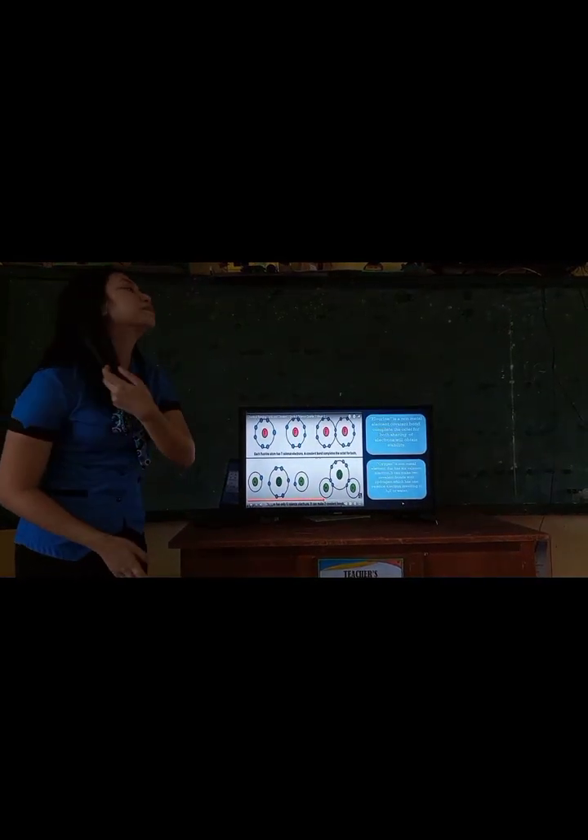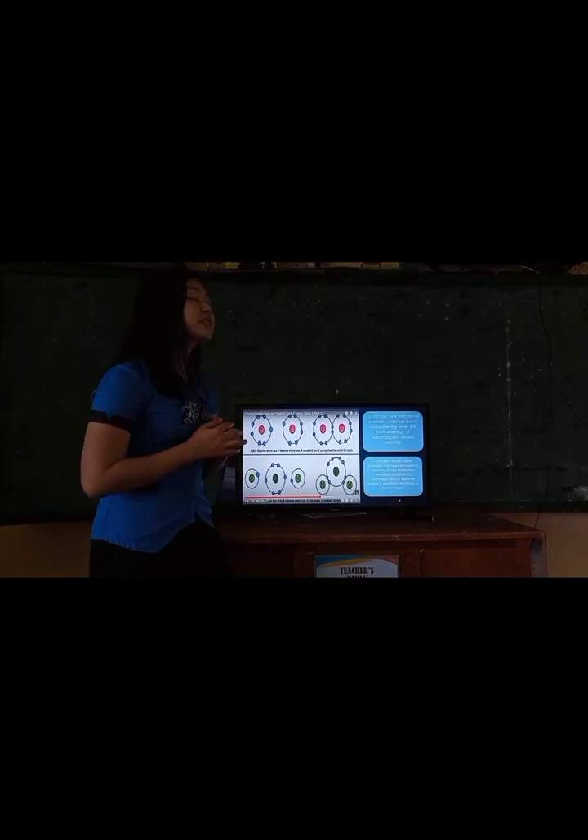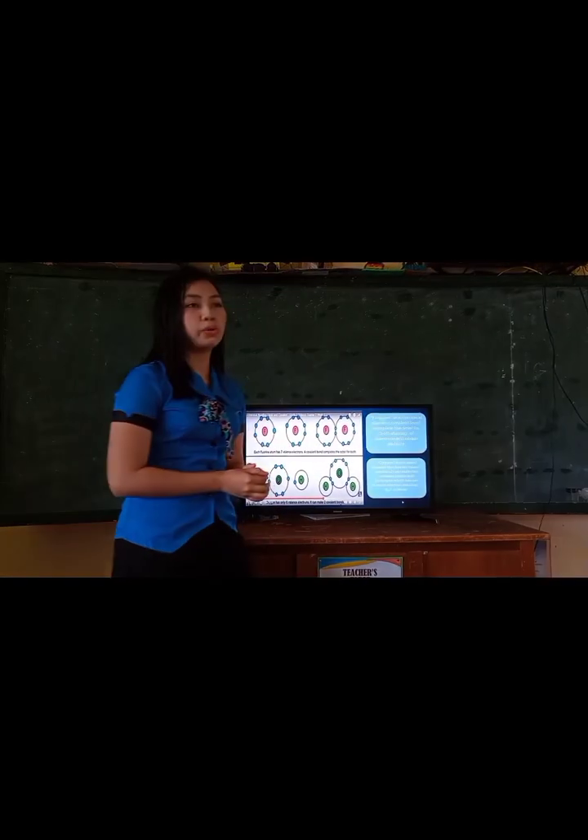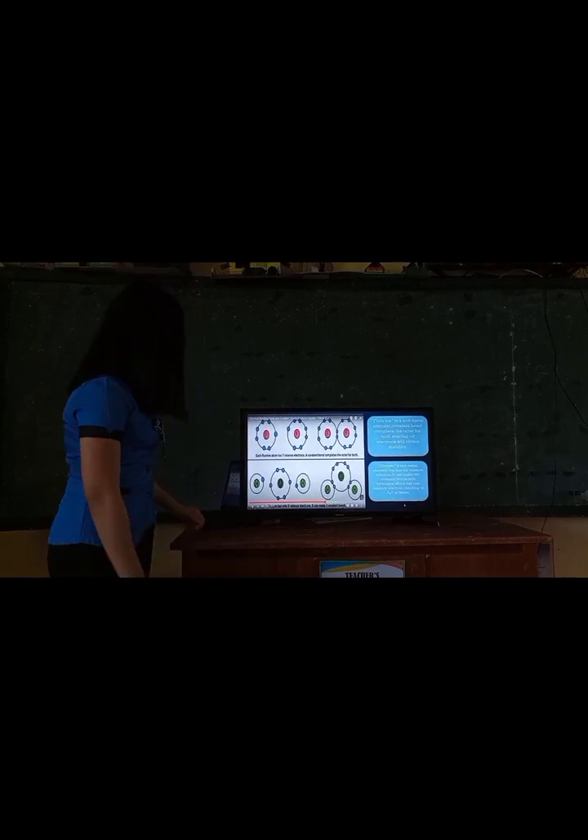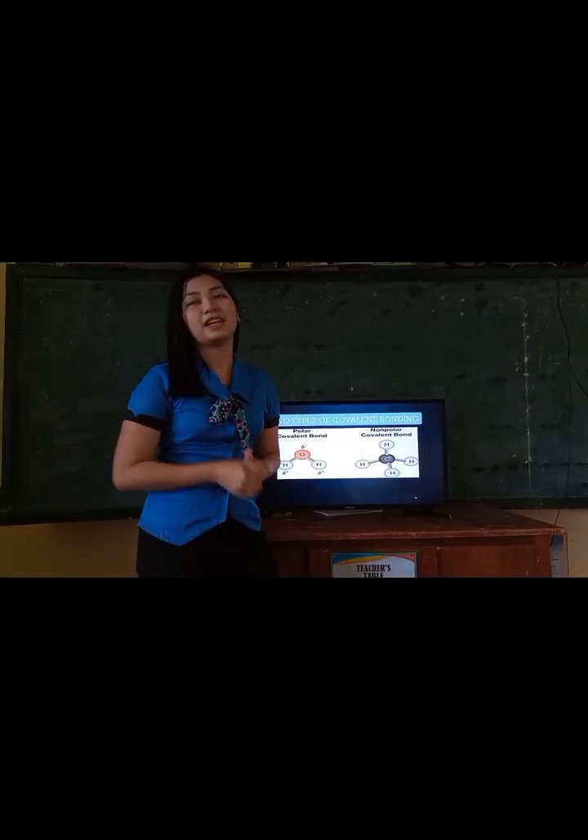Another example, oxygen. Oxygen is a non-metal element that has 6 valence electrons. It can bond with 2 hydrogen atoms, each of which has 1 valence electron, resulting in H2O, or water. So that is chemical bonding, class.